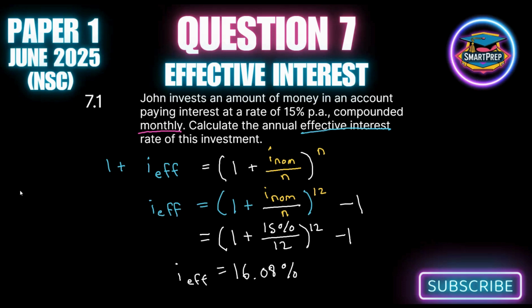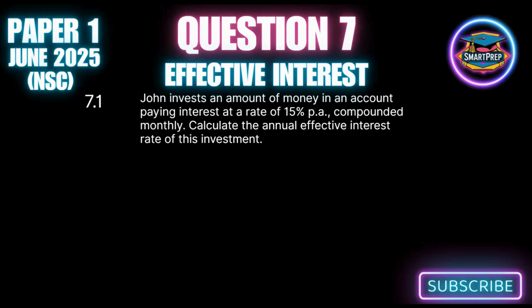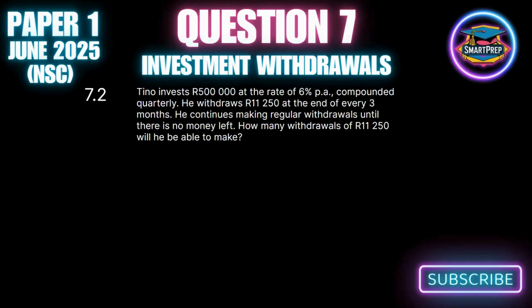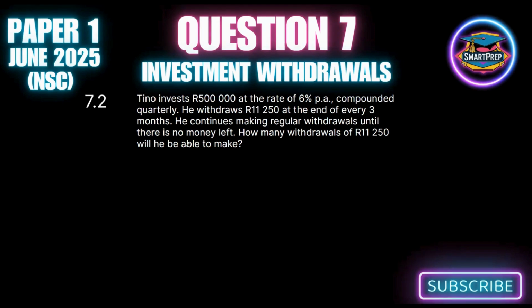Let's look at what the next question asks. Tino invests 500,000 Rand at a rate of 6% per annum compounded quarterly. He withdraws 11,250 at the end of every 3 months, and he continues to make regular withdrawals until there is no money left. How many withdrawals of 11,250 will he have to make?